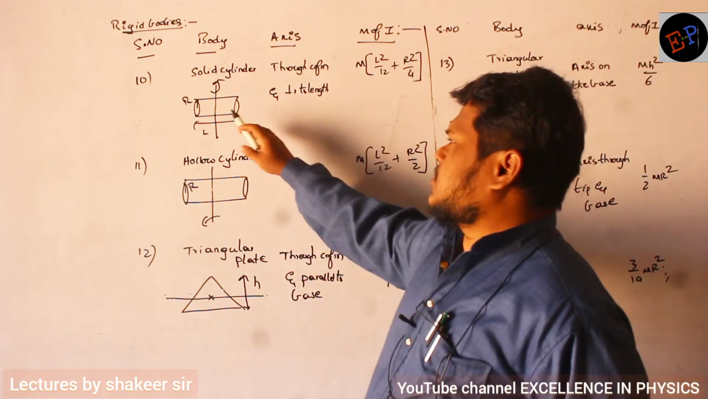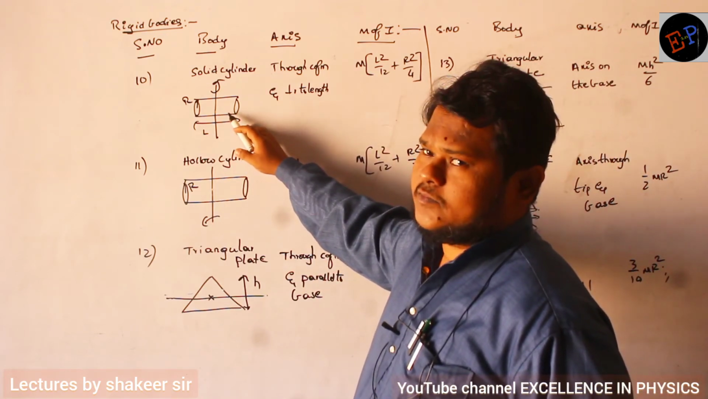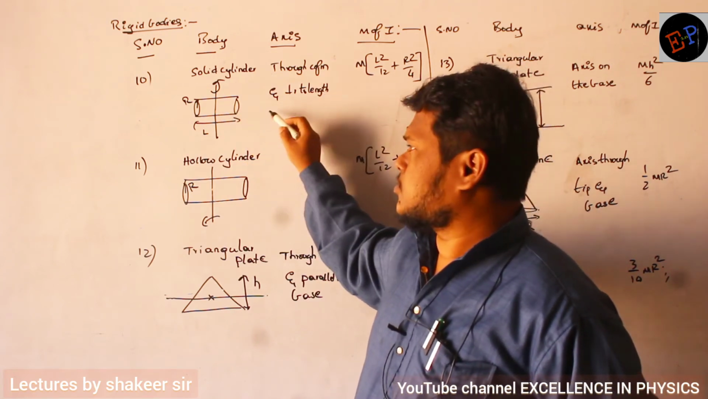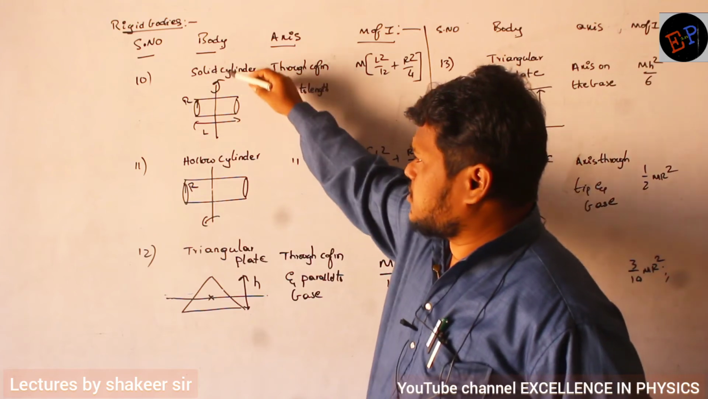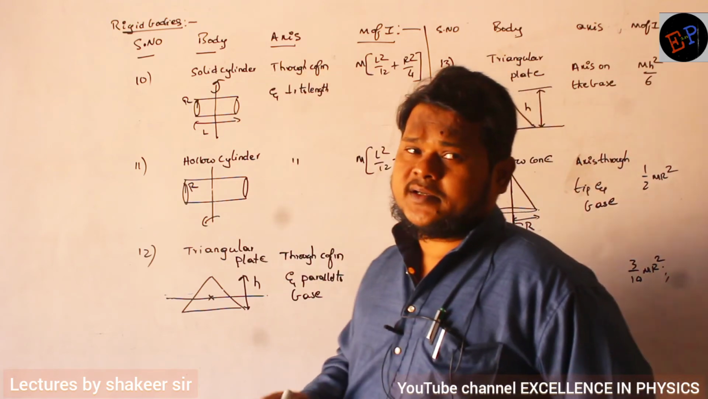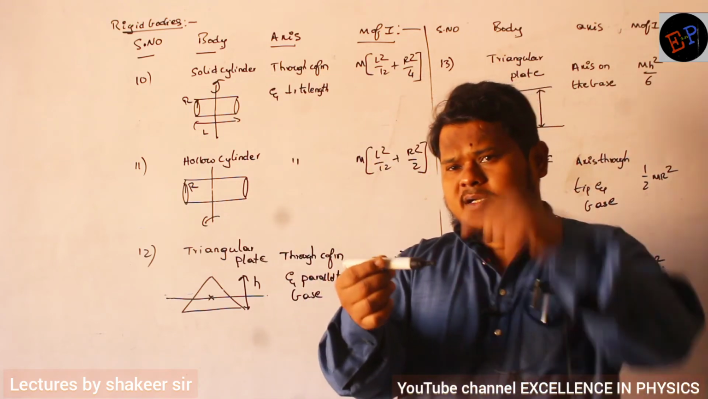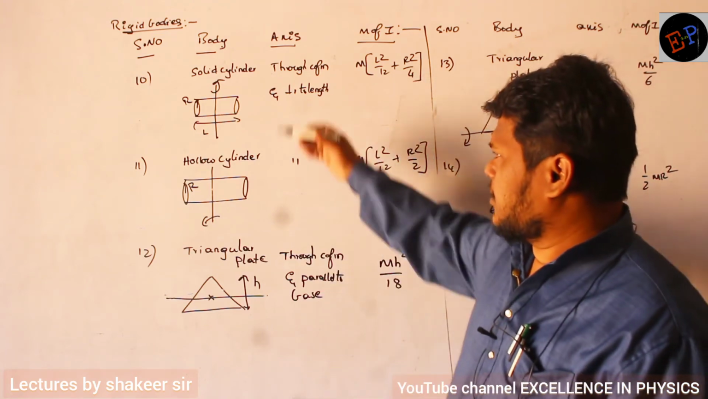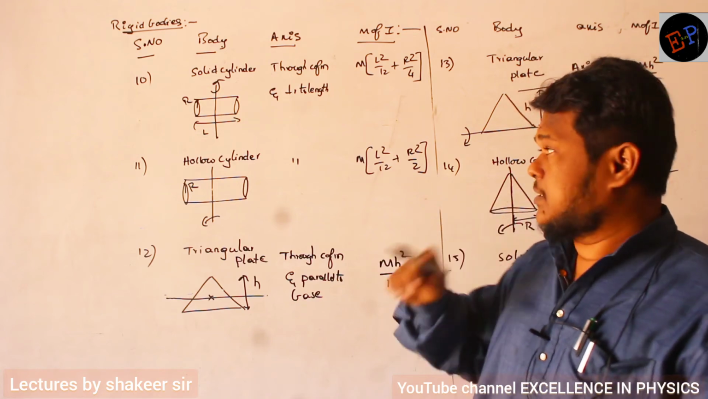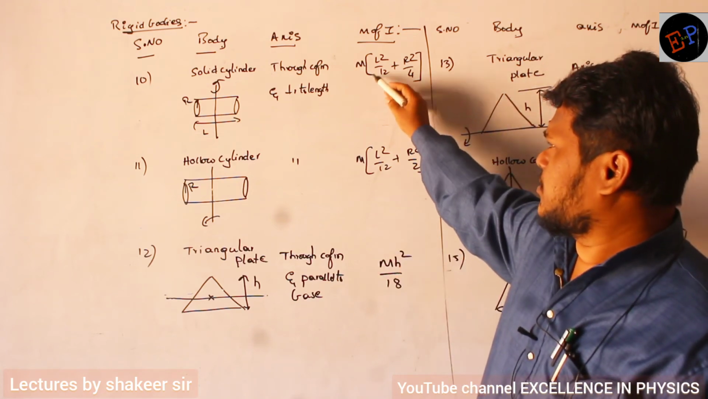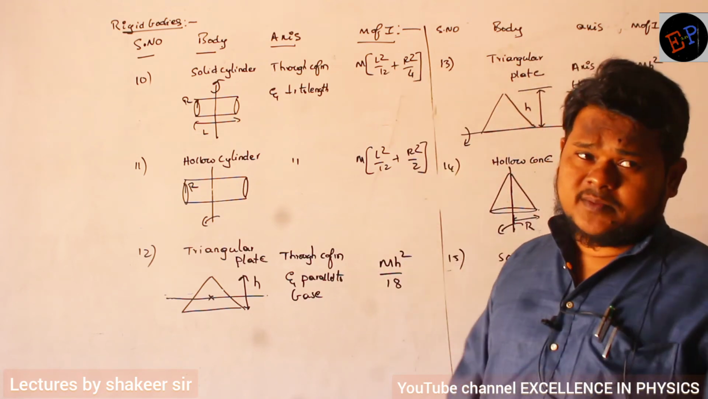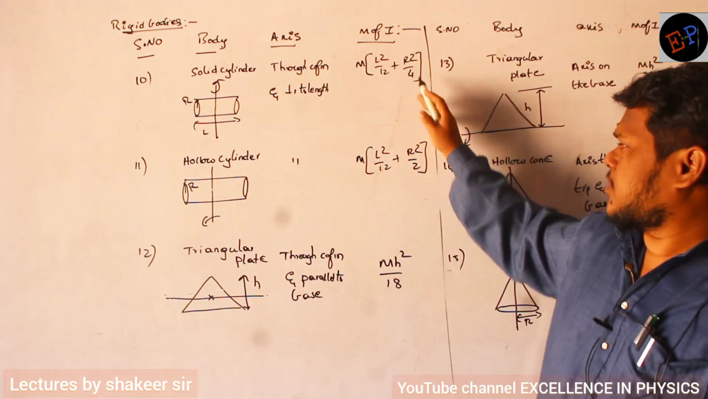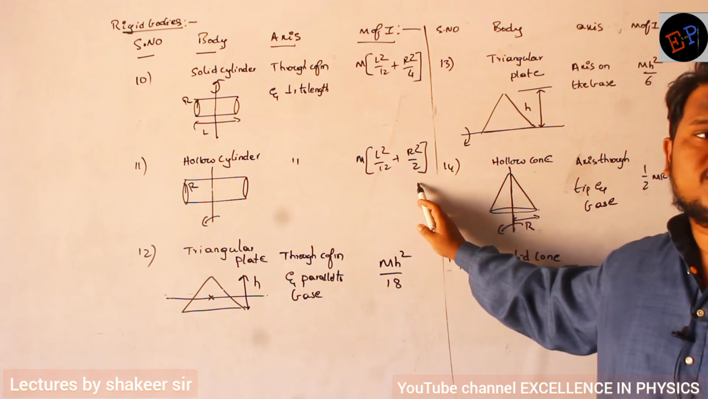So this is a solid cylinder. We know what is meant by solid cylinder, no? And the axis is not passing through the central axis. The axis is perpendicular to the length of the cylinder, and it is passing through the center of mass. Then the equation is m into L square by 12 plus R square by 4 for a solid cylinder. For a hollow cylinder, instead of R square by 4, I have to write R square by 2.